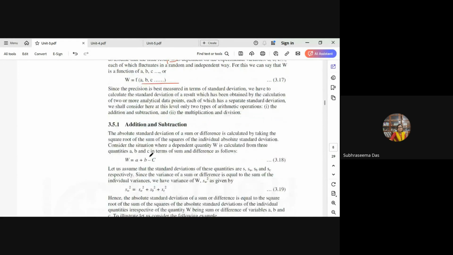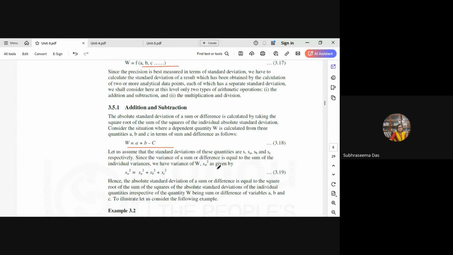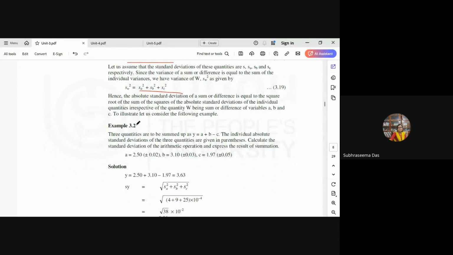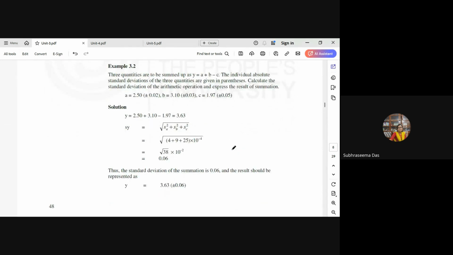Let us consider the case of addition and subtraction. Let us say W is given as A plus B minus C. Therefore the variance of W will be given as the sum of the squares. Here, as you can see, S_W squared is equal to S_A squared plus S_B squared plus S_C squared. So always remember, when we have a variation for addition and subtraction, it gives us the sum of the squares of the individual variables. Here in example 3.2, it has been shown how we can calculate the standard deviation using the arithmetic operation of addition and subtraction.